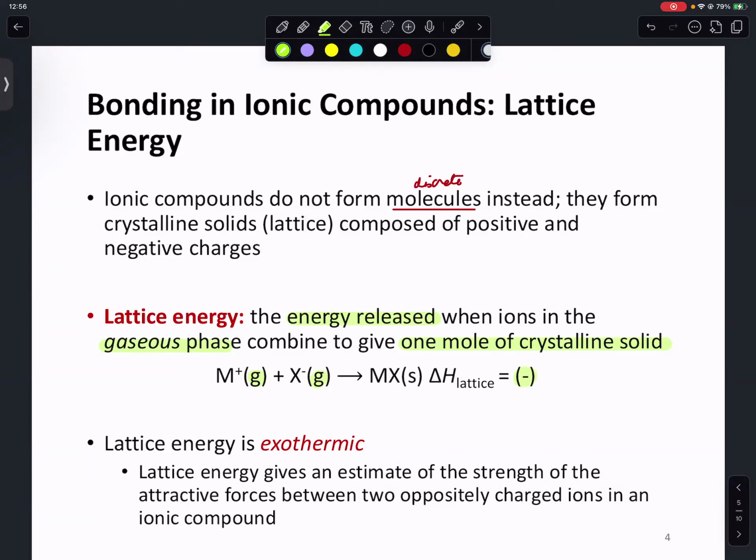How can we use the values of lattice energies, or if you are given different ionic compounds, how can you rank them based on lattice energy? Lattice energy gives us an estimate of the strength of the ionic bond. So the stronger the ionic bond, the more negative the lattice energy is going to be.